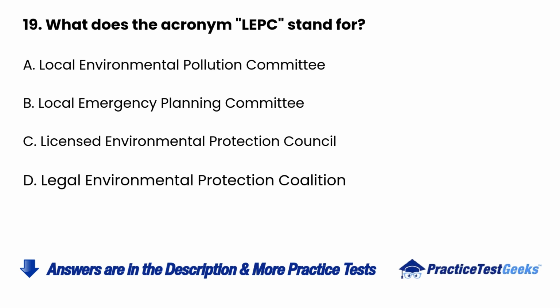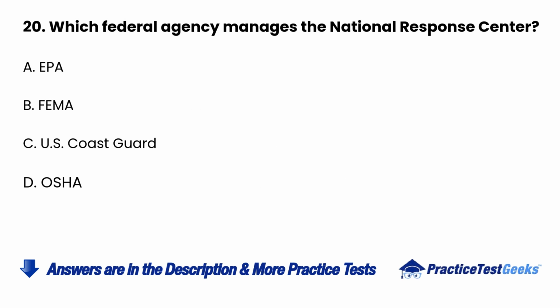A. Local Environmental Pollution Committee. B. Local Emergency Planning Committee. C. Licensed Environmental Protection Council. D. Legal Environmental Protection Coalition. 20. Which federal agency manages the National Response Center? A. EPA. B. FEMA. C. U.S. Coast Guard. D. OSHA.